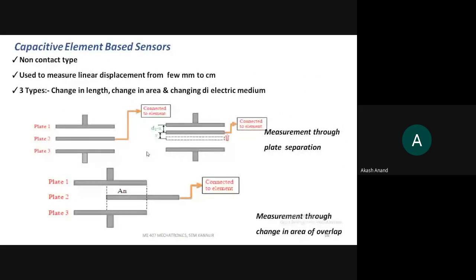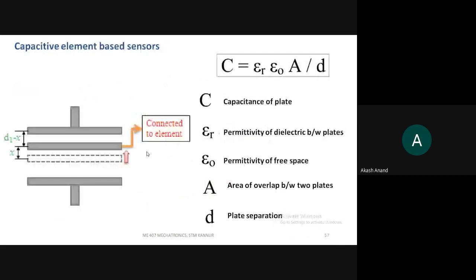Moving on to the next type of displacement sensor, it is a capacitive element based sensor. I think you know what a capacitor is. You might be learning it in your +2 physics. It looks like this, right?